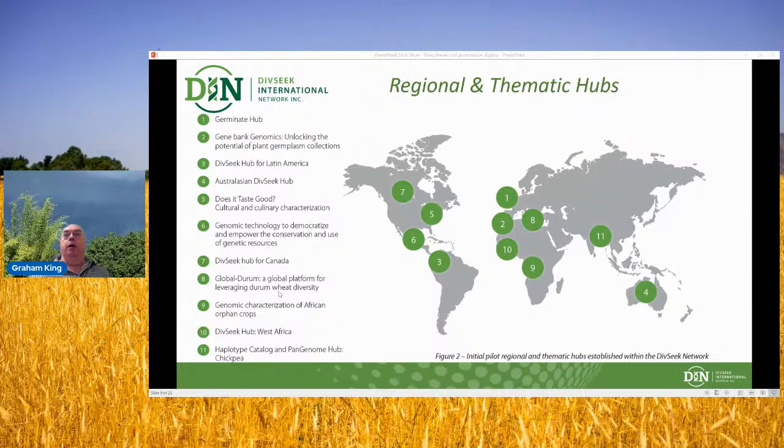As I mentioned, our regional and thematic hubs are distributed around the world. Some are particularly focusing on their region, and some on specific aspects of technology or approach. So we hope to grow the number of hubs and, again, make them more interconnected with each other.